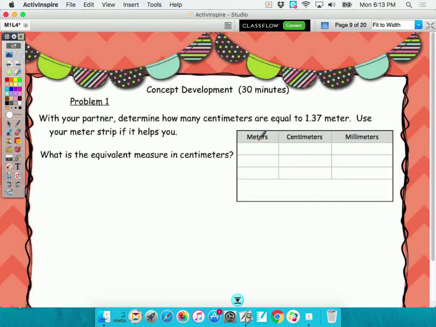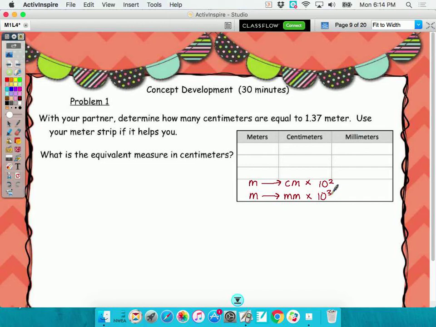So the first thing I want you to do is we're going to write a little cheat sheet here. Meters to centimeters, multiply by 10 to the second. Okay? Meters to millimeters, multiply by, what do you think, 1,000, 10 to the third. So we're going to try that.